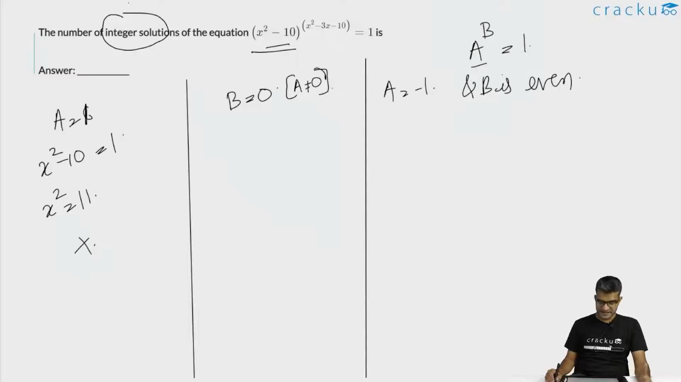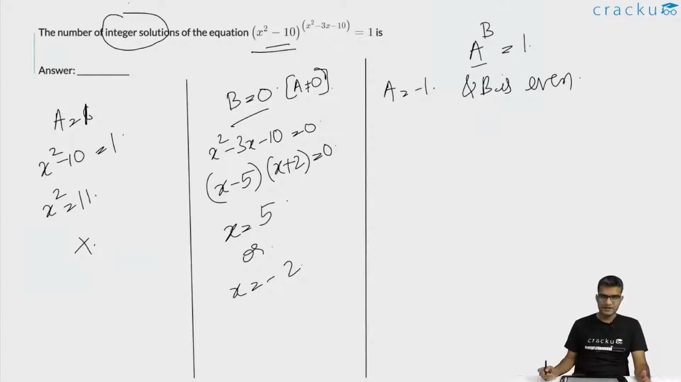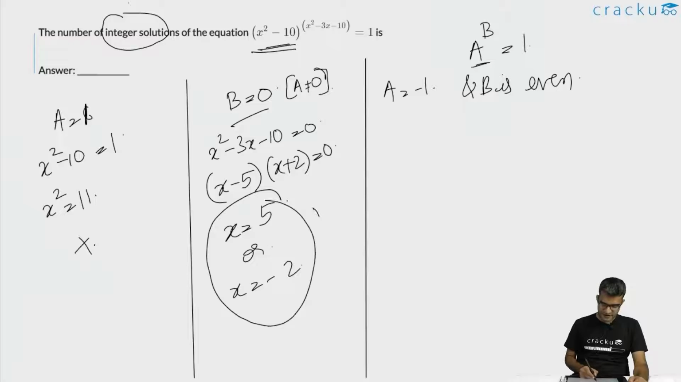Let us look at the second case where b is equal to 0, that is x square minus 3x minus 10 is equal to 0. X square minus 3x minus 10 can be simplified to equal x minus 5 into x plus 2. This is equal to 0. So the value of x is either equal to 5 or x is equal to minus 2. In both the cases, the value of a, that is x square minus 10, is not equal to 0. So both of them are valid solutions.